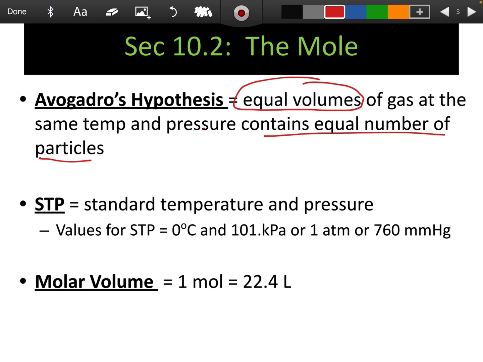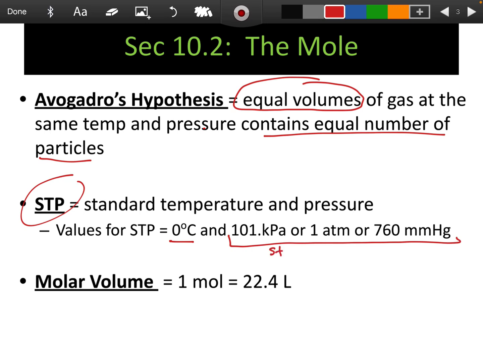In order for Avogadro's hypothesis to be true, the gas has to be under standard conditions, which is called STP. STP stands for standard temperature and pressure. You won't really need to do anything with the values for STP for this unit, but you will see them again next unit. Standard temperature is 0 degrees Celsius.